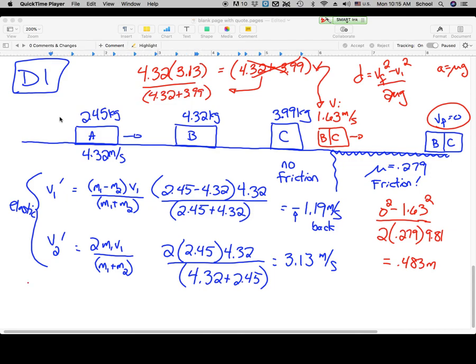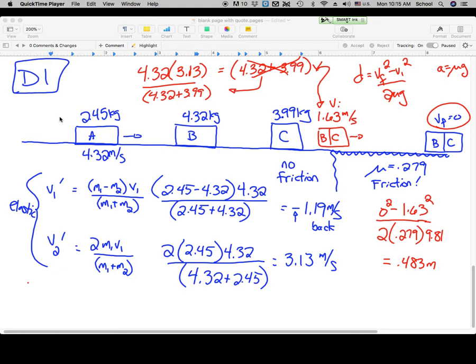This problem's already worked out for me here, so I'll just show you how to follow along. You may need to pause it if that makes you happier. A is going to travel in to B.